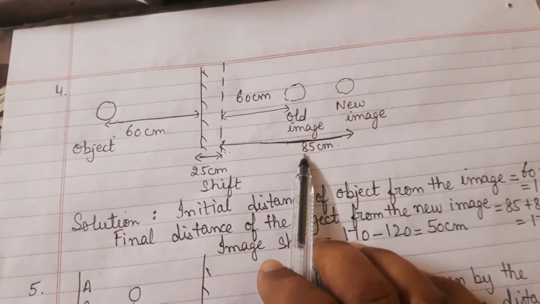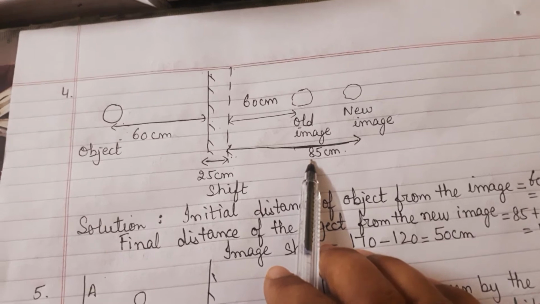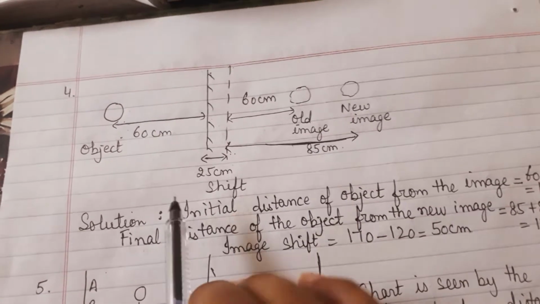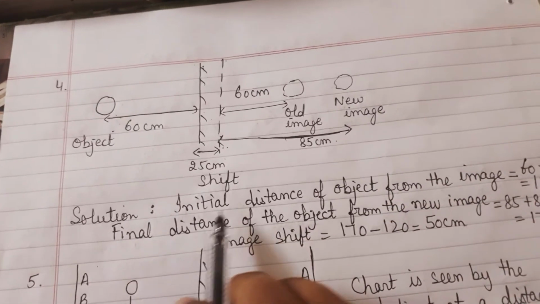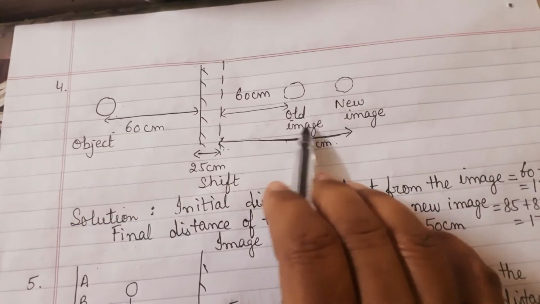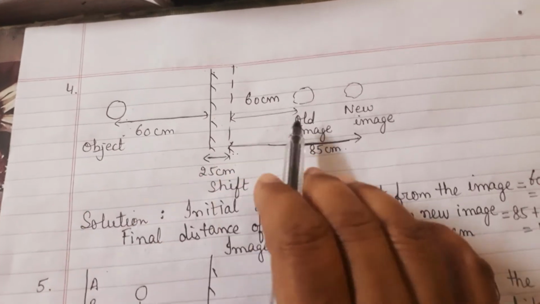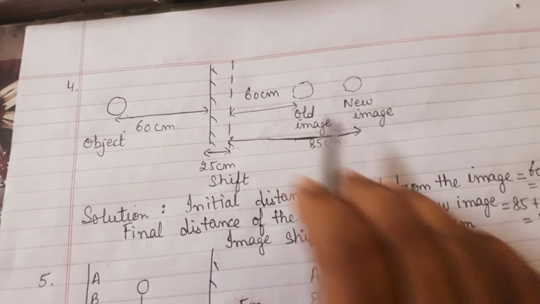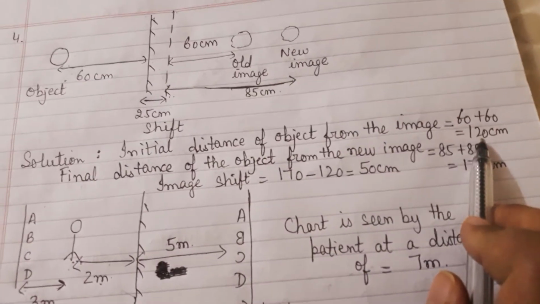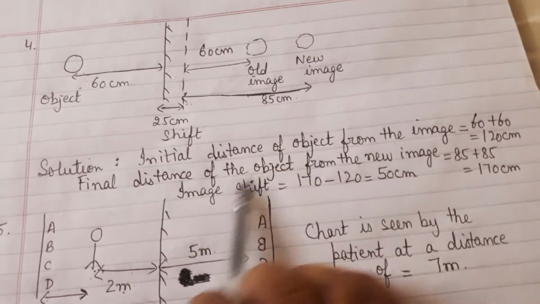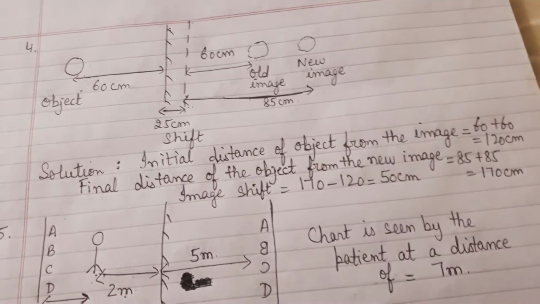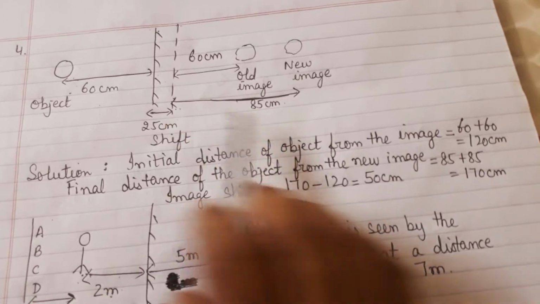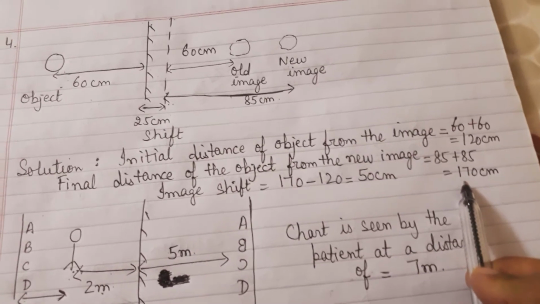Now what is the question? They are saying, how does the image shift from its previous position? Now how to solve? We will first find out the initial distance between the object and the image, and that would be 60 plus 60, that is 120 centimeters. Okay, and what would be the final distance after the mirror has shifted? It is 85 plus 85, because it is 60 plus 25, that is 85. So that works out to 170 centimeters.